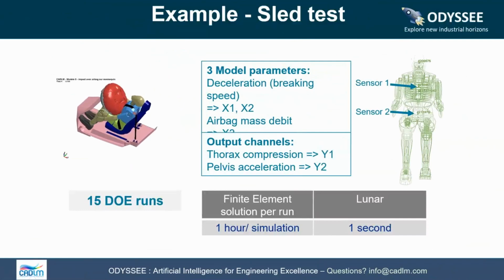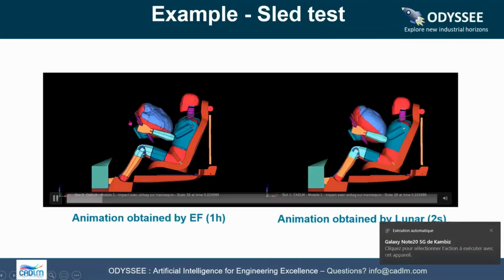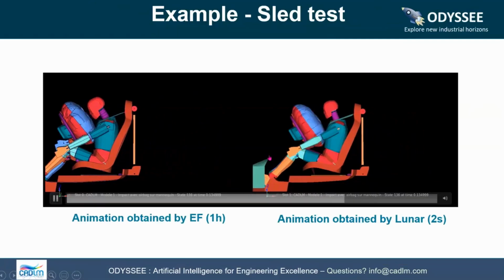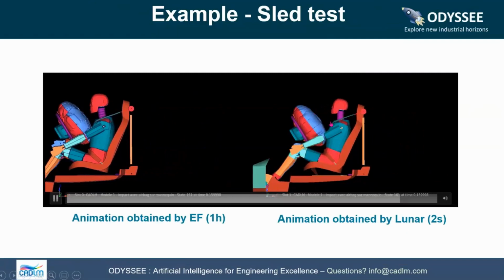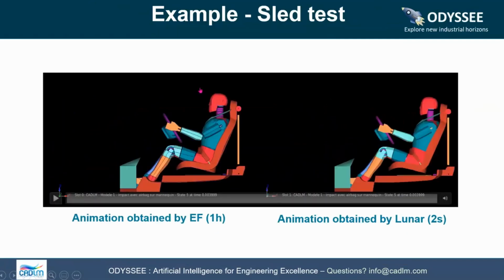So here I have a sled test. The one on the left, yes, is an LS-DYNA original run, and the one on the right is a Lunar run of the same model with some parameter changes. You can see this runs in 2 seconds. This one runs in 1 hour, but this one has learned from this one.